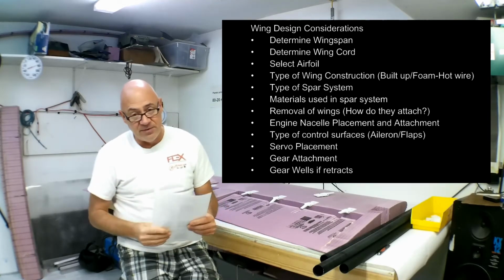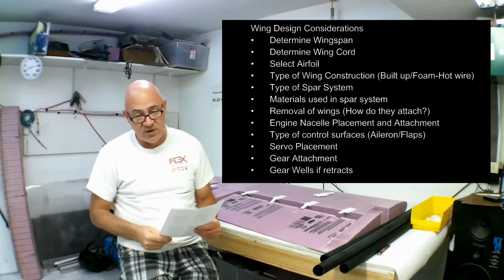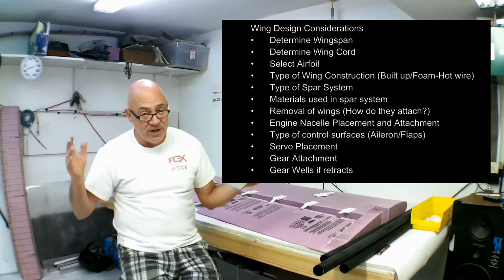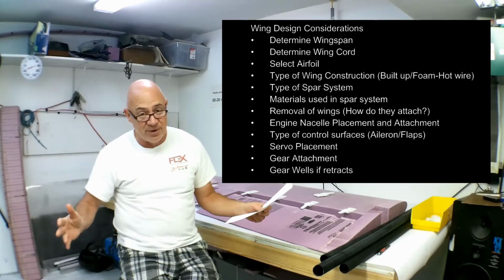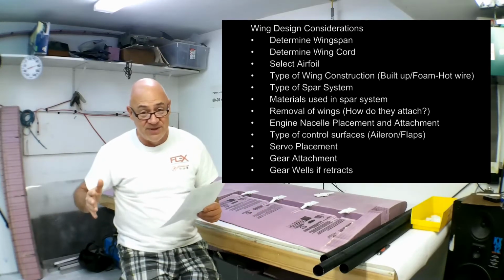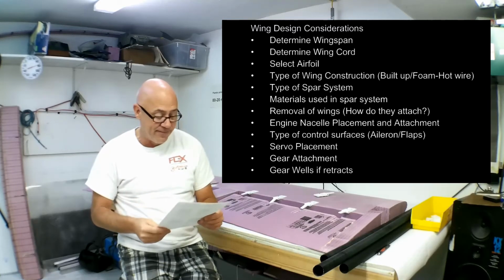Engine nacelle placement. Most people think you can just slap a nacelle on a plane and put some fiberglass cloth around it, and it's good to go. On a 40 size airplane, that might be right. When you get into 150-inch wingspan planes and you've got 8 horsepower out there, you need to have basically ribs that turn into the mounts for the nacelles on that wing.